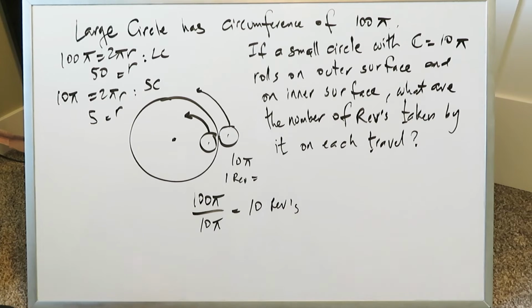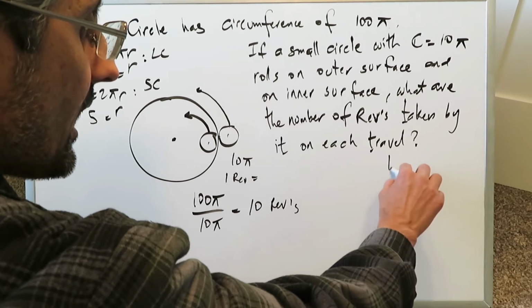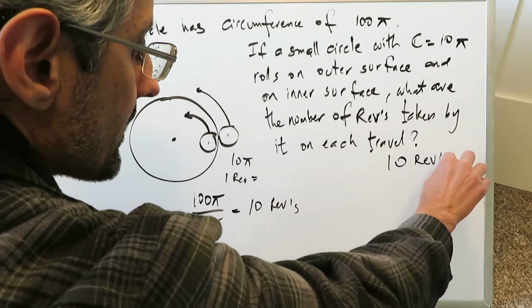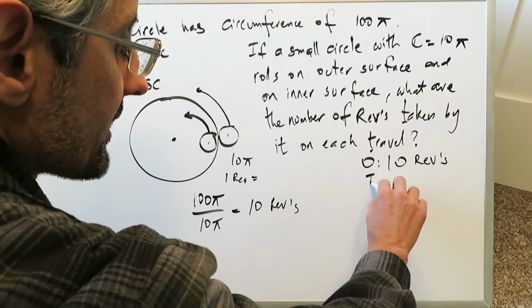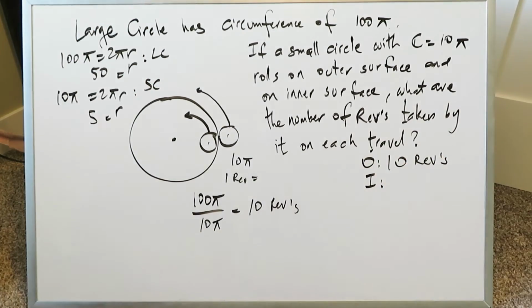But what would be the case on the inside? I'm going to write here 10 revolutions for the outside, O for outside, then we'll do the inner side and we'll calculate that.